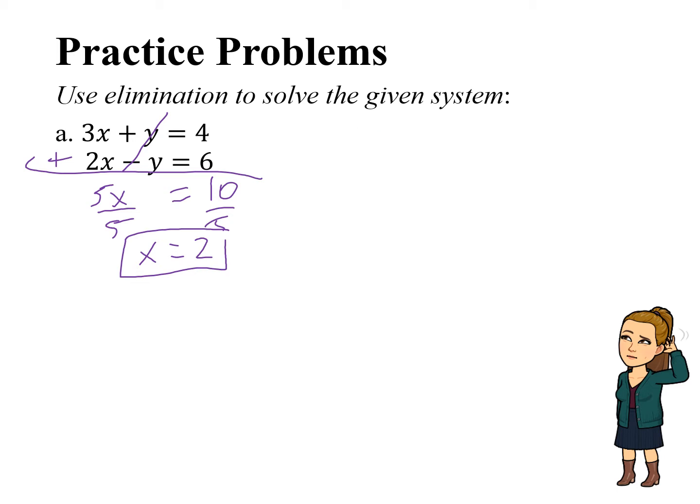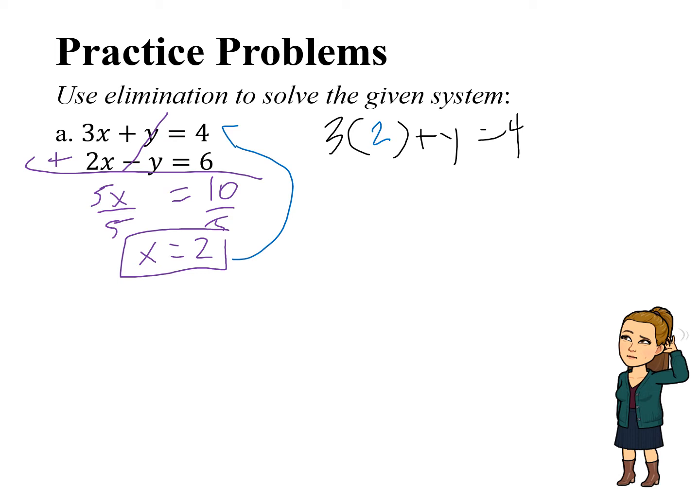So going back to this idea of elimination, I've solved for my first variable. Now I need to go back and plug that into one of my original equations to solve for the other piece. I'm going to use the first one so that I don't have any negatives to get me confused. And I get 3 times my value for x plus y equals 4. Well, I just found out that x is 2.